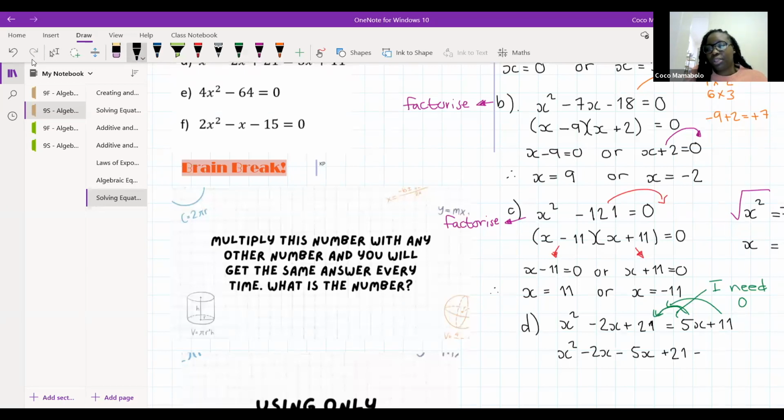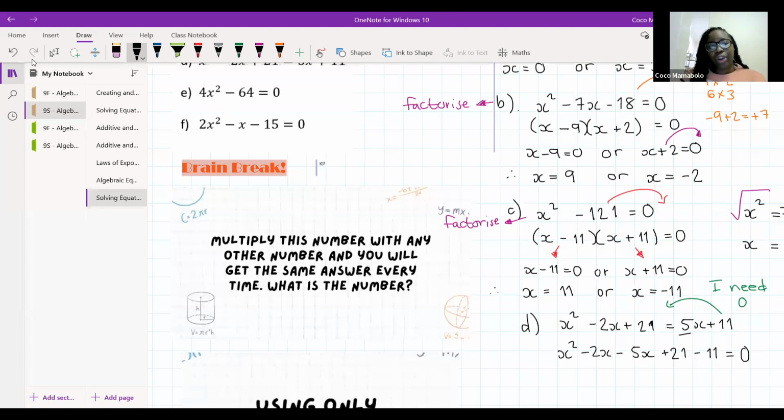Isn't it because of the inverse? Yes, it's the inverse. This is positive on the side, so when it comes over to the other side, it becomes negative. So it's negative 5x plus 21. And the 11, what happens to the 11 when it comes over? It also becomes a minus 11. Good. And all of this is now equal to what? To 0. Excellent.